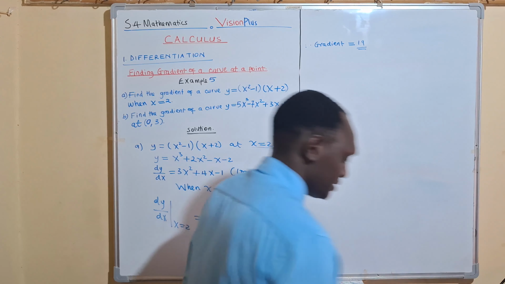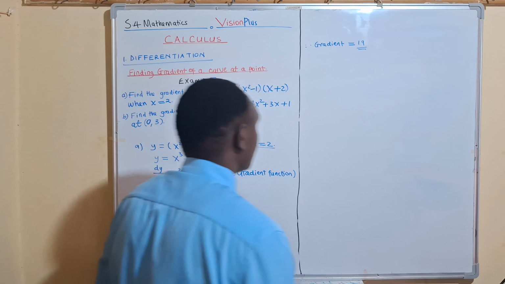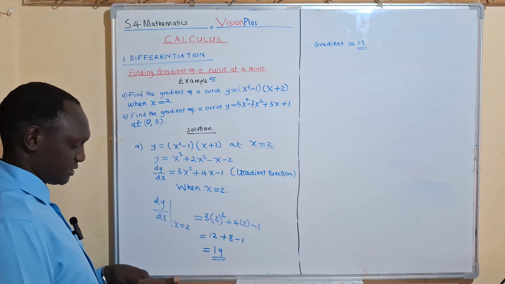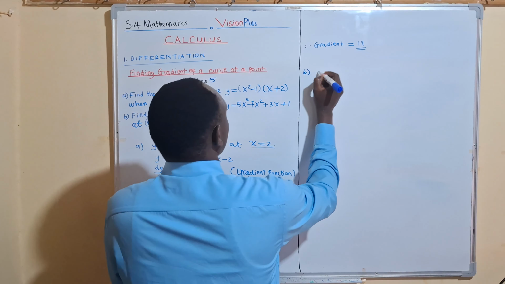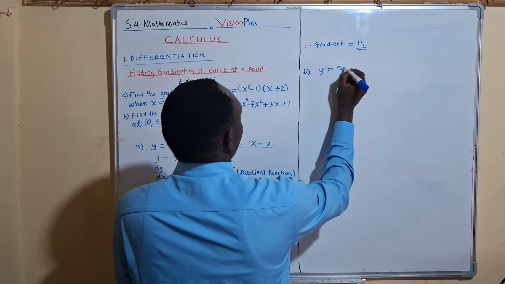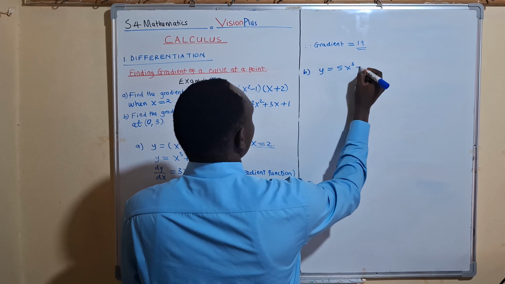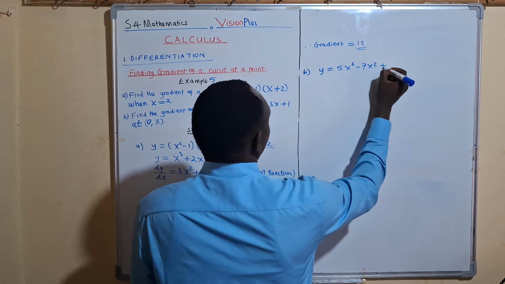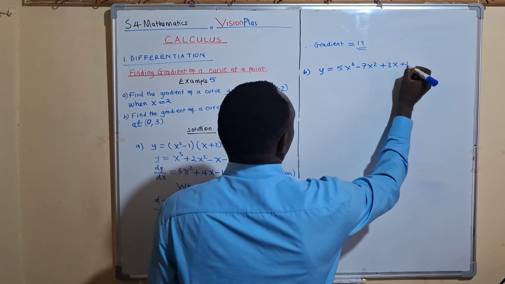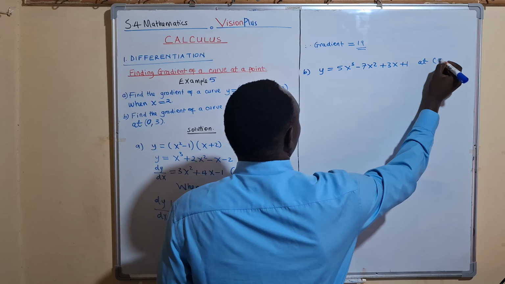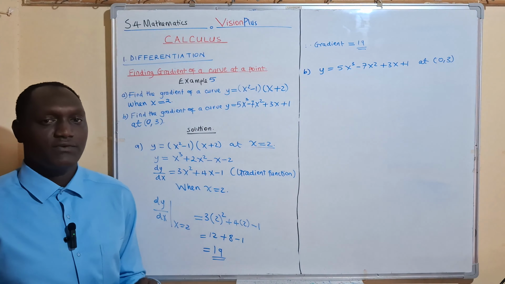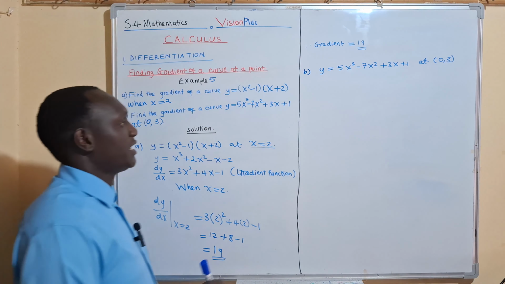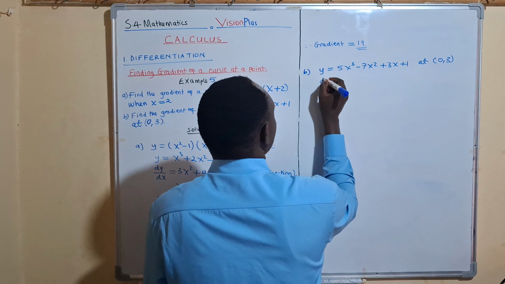In the same sense, we need to go to part B, applying the same principles and approaches. So part B says find the gradient of a curve defined by y equals 5x cubed minus 7x squared plus 3x plus 1 at the point (0, 3). So we need to get the gradient function of the curve so that we can go on to find the gradient.